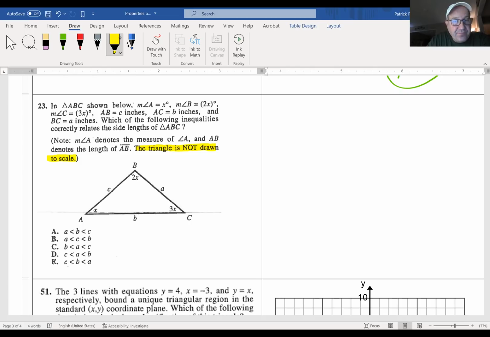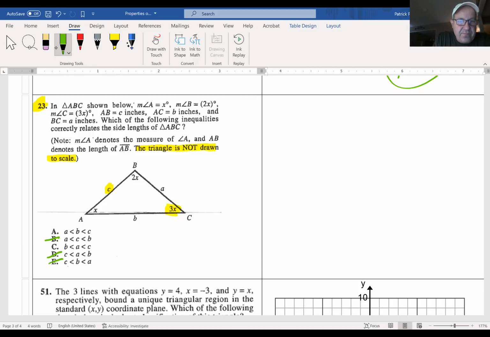Well, we're supposed to relate these, and these are side lengths, right? So which side's the biggest? Now, if it was drawn to scale, I think we'd all say side B is the biggest. But you should remember in geometry, and this is a pure geometry knowledge question, the biggest side is always opposite the biggest angle. So C has got to be the biggest side. So I can get rid of 3 choices just based on that.